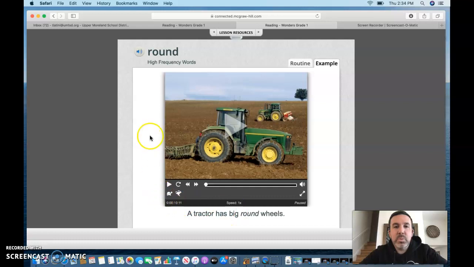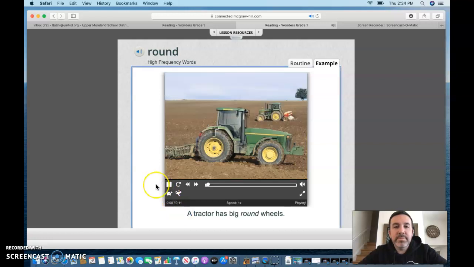Awesome. And this is the word round. A tractor has big, round wheels. Round. This is the word round. Say it with me. Round.